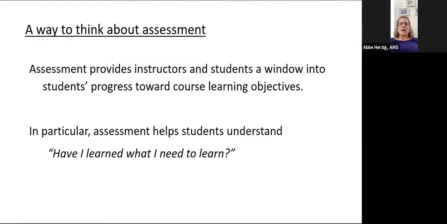So in order to talk about assessment, I want to propose this as a working definition of assessment. Assessment provides both instructors and students a window into their learning and their progress toward course learning objectives. In particular, for students, it helps them understand: have I learned what I need to learn? And it gives them that feedback so that they can then adjust accordingly if needed. Implicit in the first sentence is the idea that you have course learning objectives.